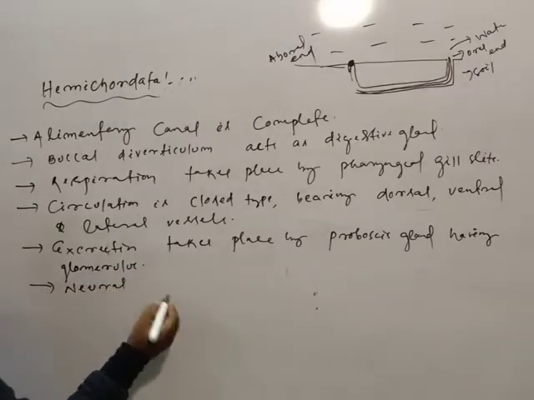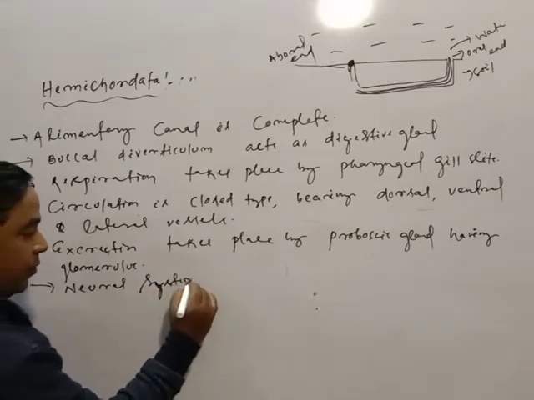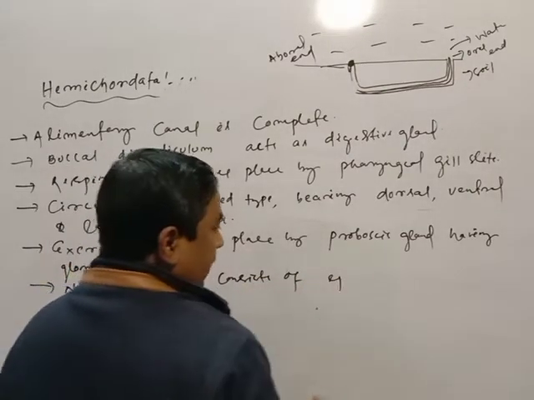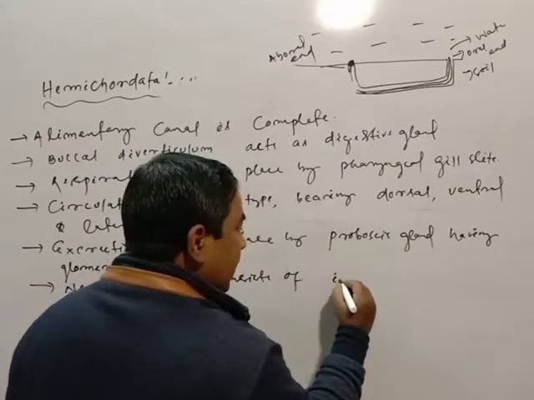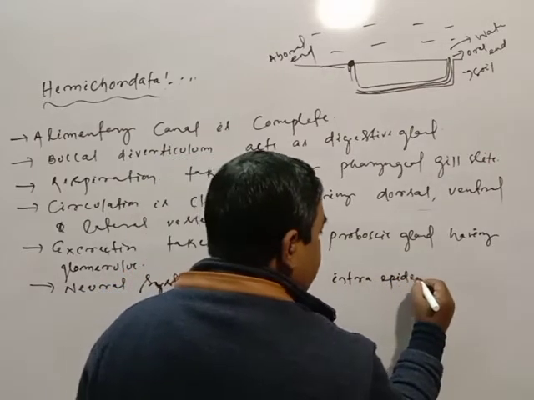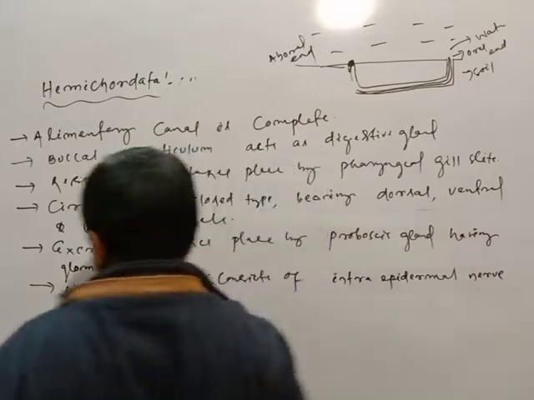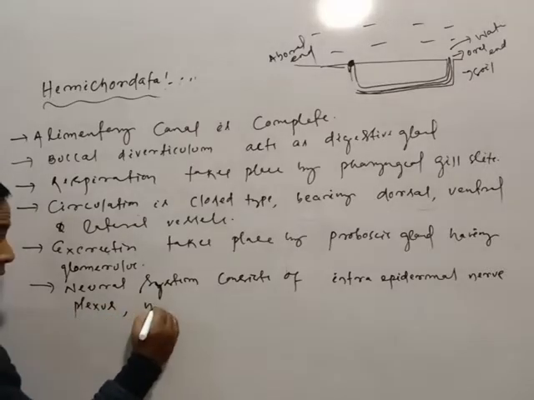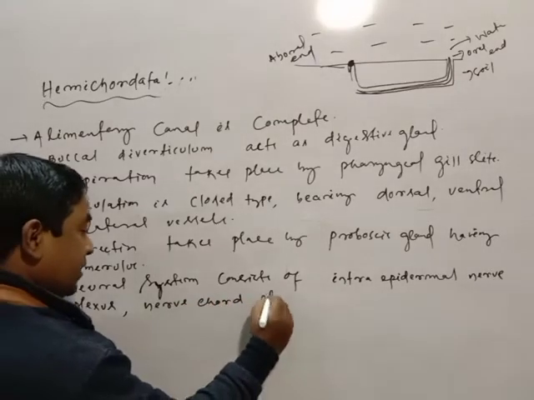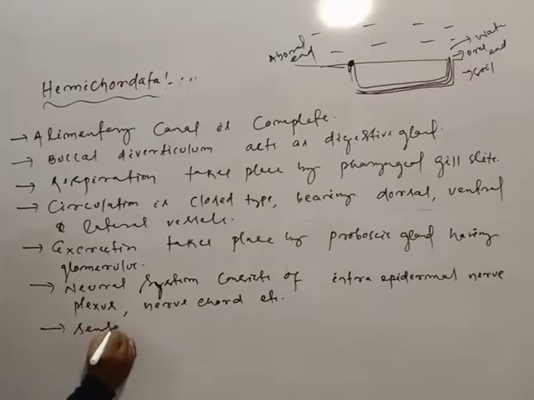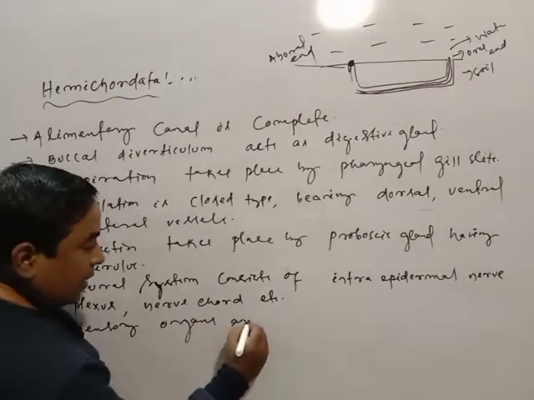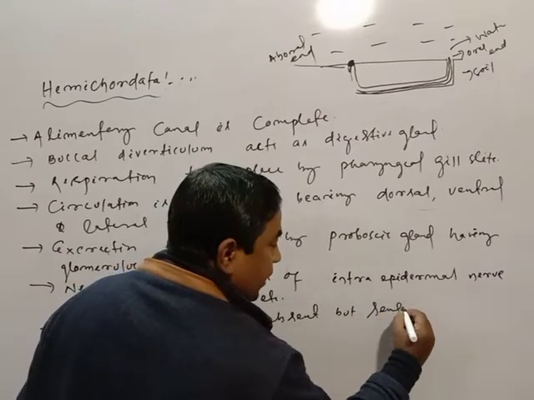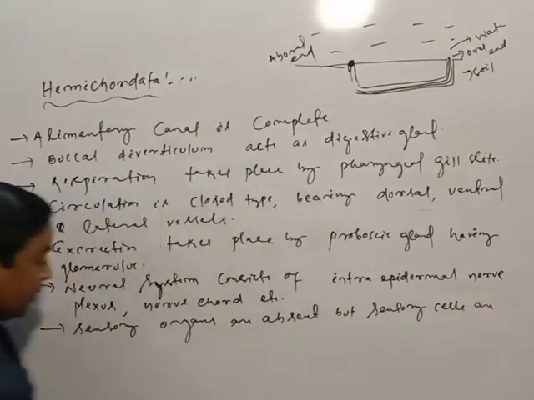Next, the neural system. The neural system consists of intra-epidermal nerve plexus and nerve cord, etc. Sensory organs are absent, but sensory cells are present.